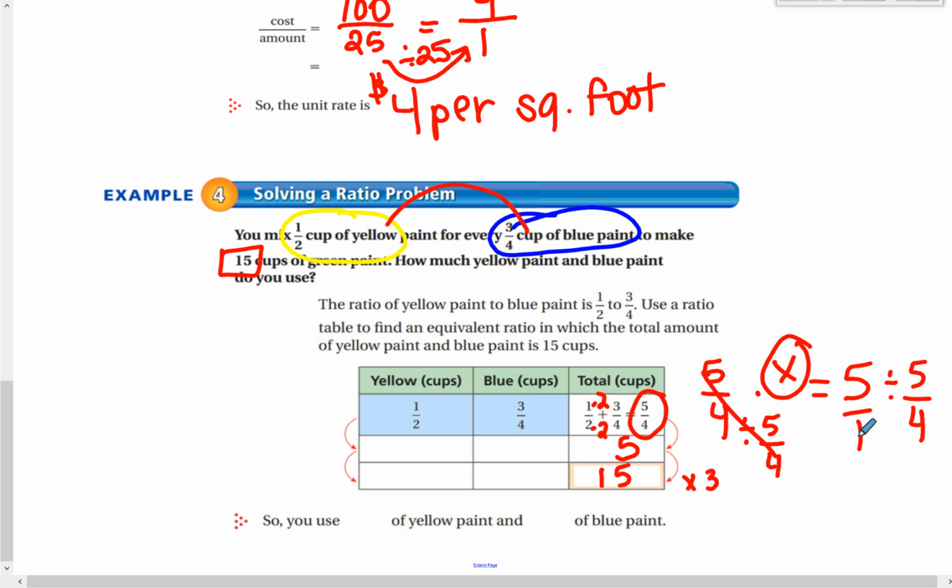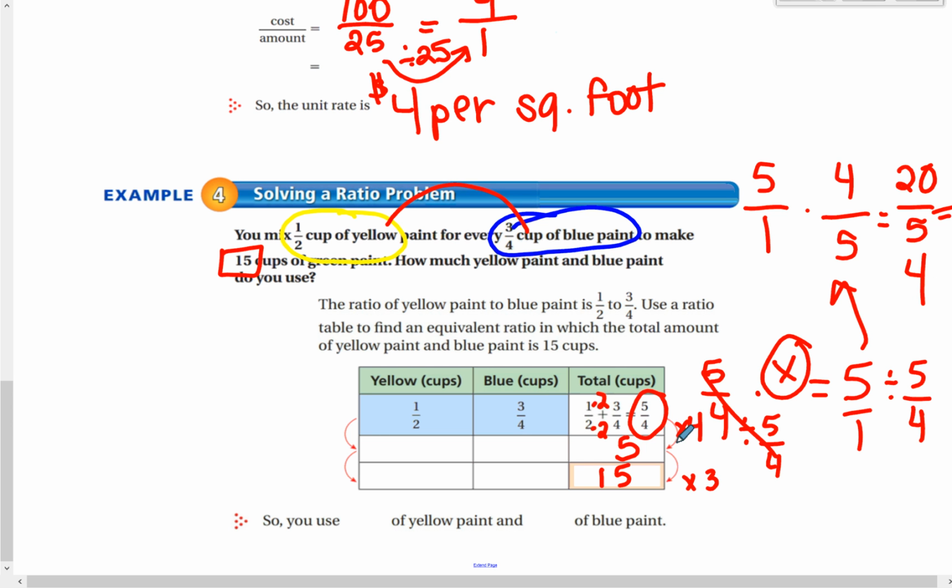When we divide fractions, we keep, change, flip. So we have 5/1 times 4/5. Multiply across, we get 20/5, which is equal to 4. So if we multiply by 4, we can get this total cups to equal 5, which makes it easy to get to 15. Now what we have to remember about ratios is whatever we do to one side, we have to do to the other.